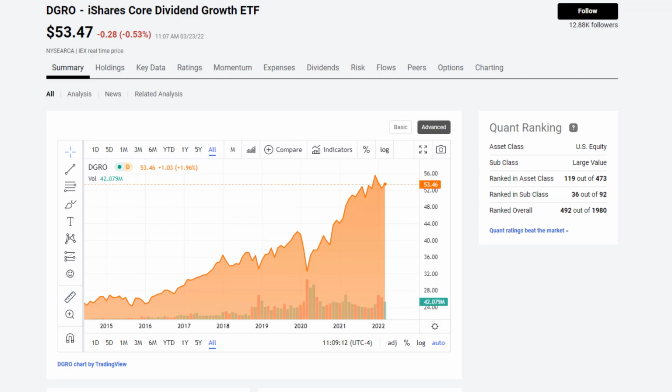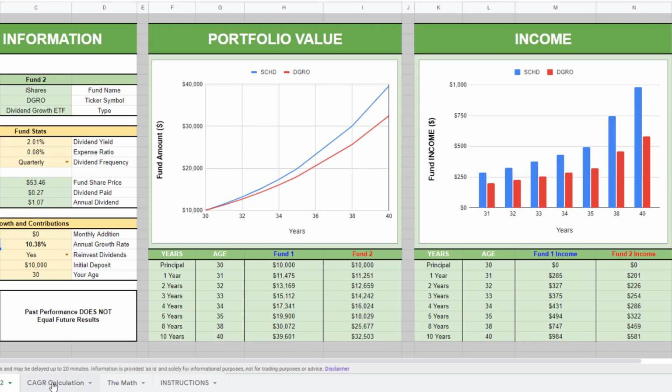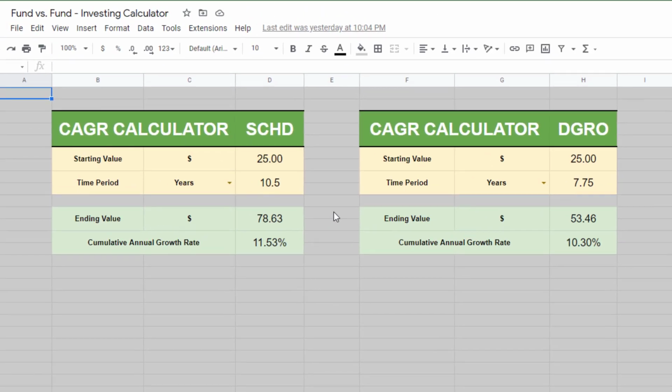So let's jump back over to the spreadsheet. I have a tab here to be able to calculate an accurate CAGR number. Just the yellows are the inputs and the greens are the outputs. So both funds appeared to have a starting value of $25. Here are the funds' time period that they have been invested in the market. So the ending value is already pulled from the data from Google Finance. So their compound annual growth rates come out to be 11.5% for SCHD and 10.3% for DGRO.